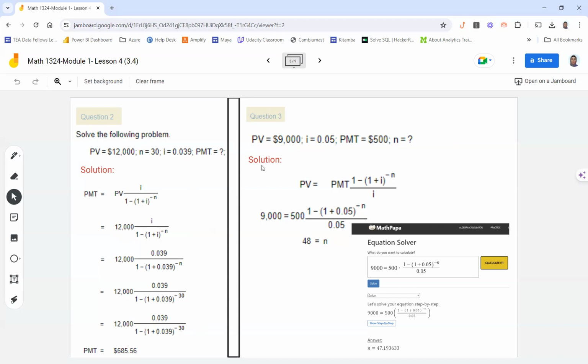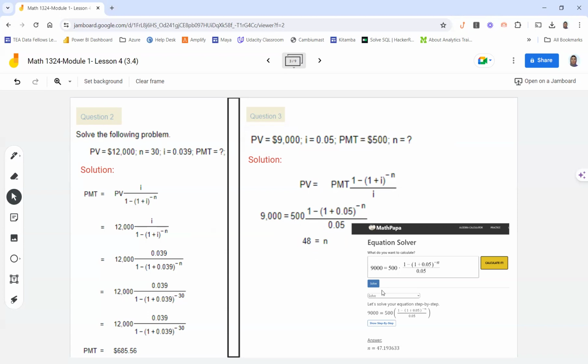Question 3. Present value is 9,000. I value is 5%. And periodic payments are $500. So we're going to solve for N. This is the formula we need for present value. Present value is 9,000, periodic payments are $500, and then when you plug in I to the problem, you're going to get the answer as 48.